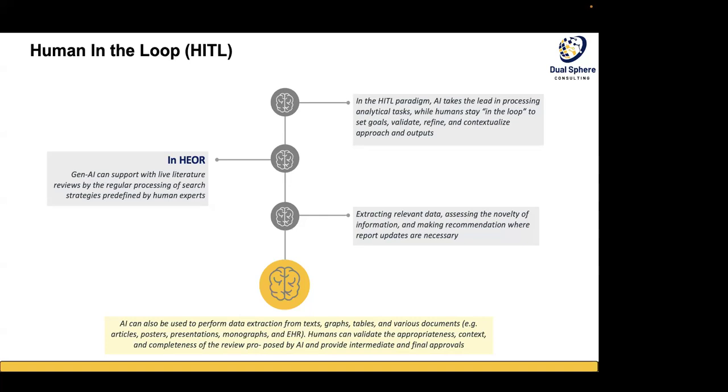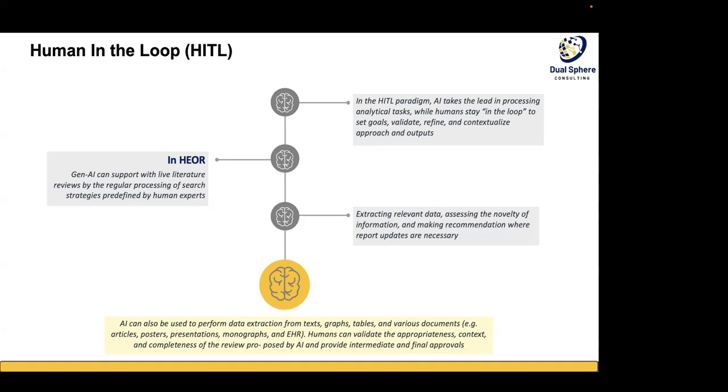See, if something goes wrong, you cannot tell the client AI did it, punish the agentic AI. No, that doesn't happen. Okay, right? So human in the loop is very important.